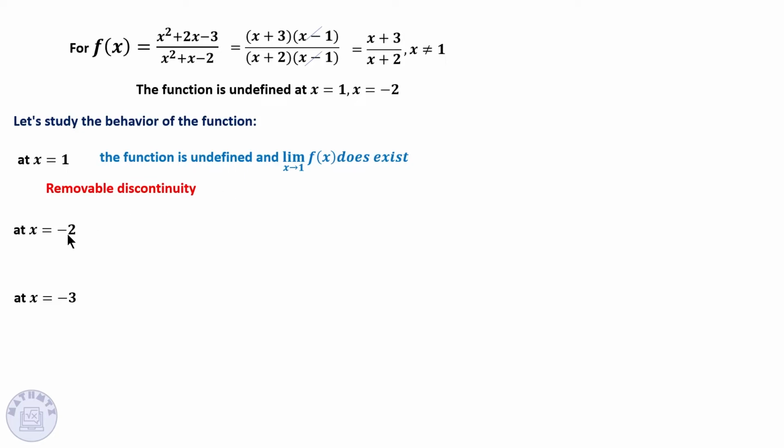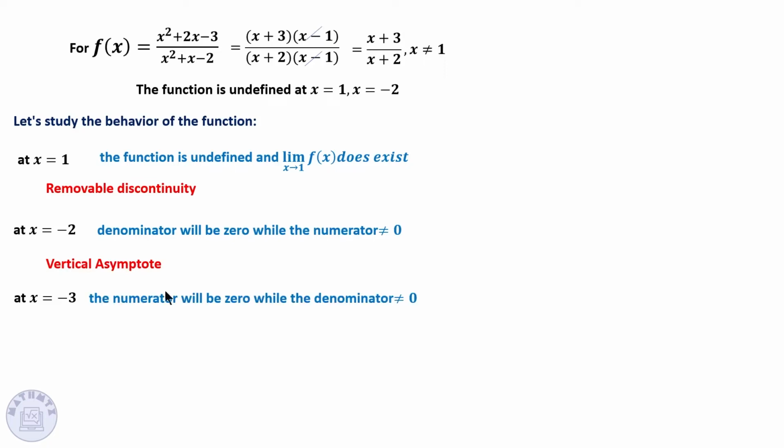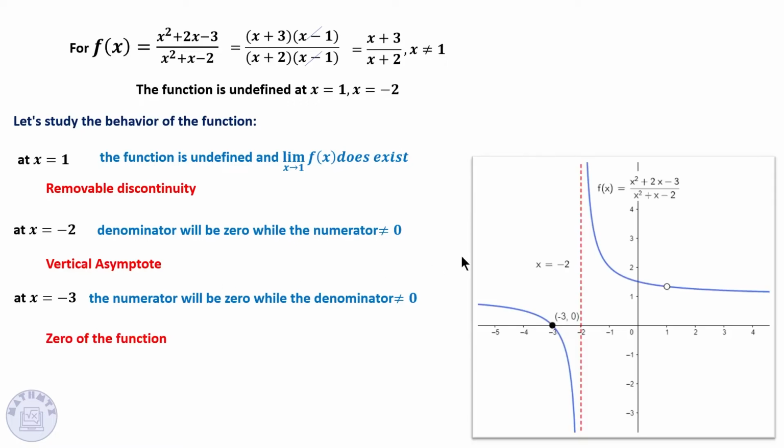At x equals negative 2, it's a 0 of the denominator, and you can see the numerator will still have a value. So this will be a vertical asymptote. It's a non-removable discontinuity, all right? With the third point, we have the numerator equals 0, but the denominator is not, and this is a 0 of the function. So if we graph the function, I can see at x equals 1, there's a hole in the graph. At x equals negative 2, there's a vertical asymptote, and at negative 3, we have an intersect with the x-axis.